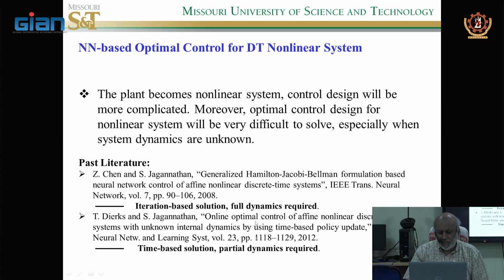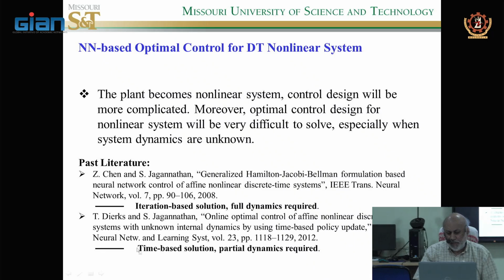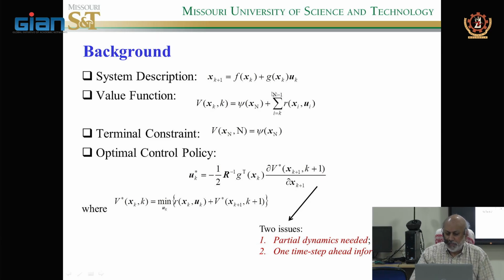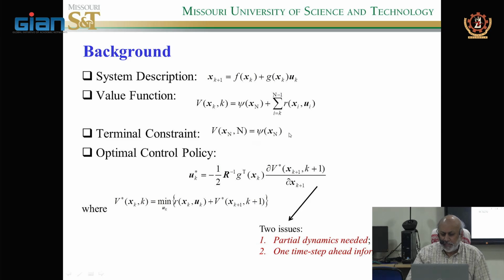okay? So you can see this is the paper that you guys have simulated. Okay, and so these are some of our papers. One is the iteration-based solution, the other one is the time-based solution. So now traditional optimality is if I have a nonlinear system in discrete time, and here is the value function, here is the terminal constraint, here is the cost to go. This is a finite horizon. And here is the terminal constraint.